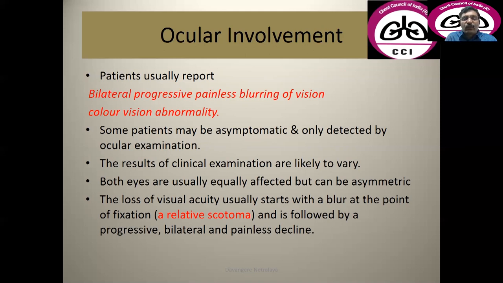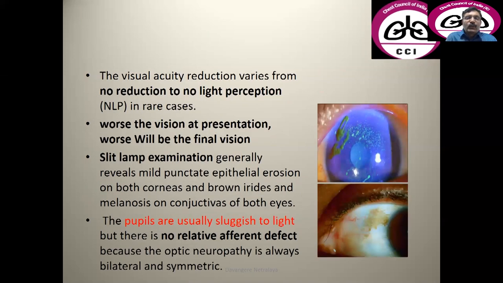The loss of visual acuity usually starts at the central point, showing a blurring at the point of fixation, what we call a relative scotoma, which tends to progress to bilateral painless declining vision. The visual acuity reduction in these patients ranges anywhere from normal vision to almost no light perception. The patient may not see any light. The worse the vision at presentation, the worse will be the final vision.